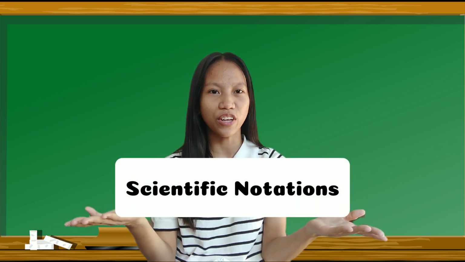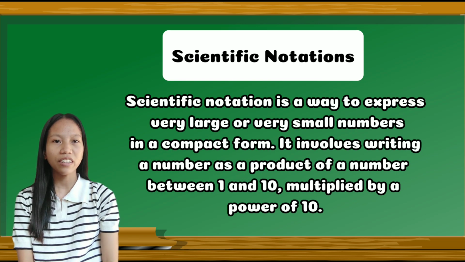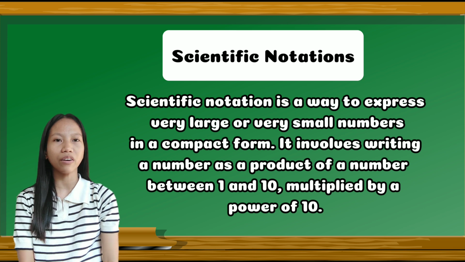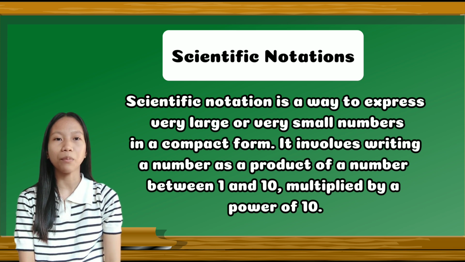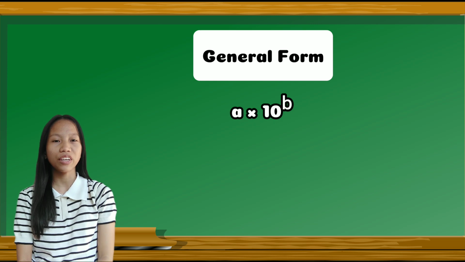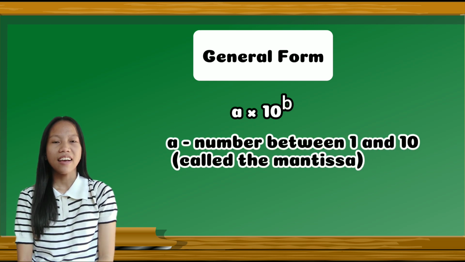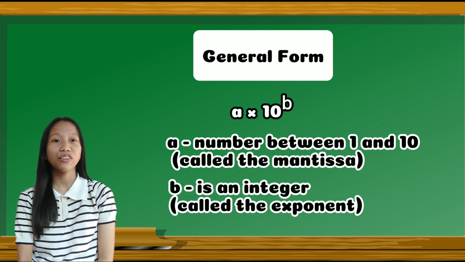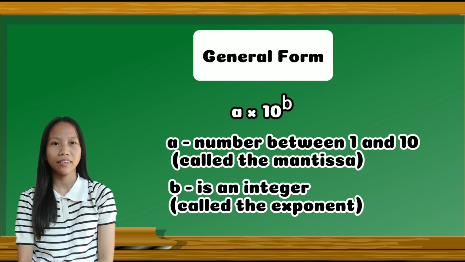Now that you have a grasp about significant digits, let us move on to scientific notation. Scientific notation is a way to express very large or very small number in a compact form. It involves writing a number as a product of a number between 1 and 10 multiplied by a power of 10. The general form for scientific notation is a times 10 raised to b, where a is a number between 1 and 10 called the mantissa, and b is an integer called the exponent.